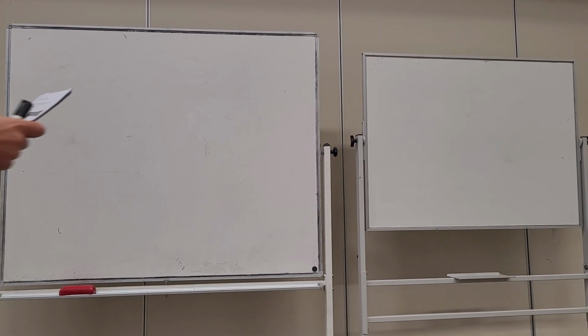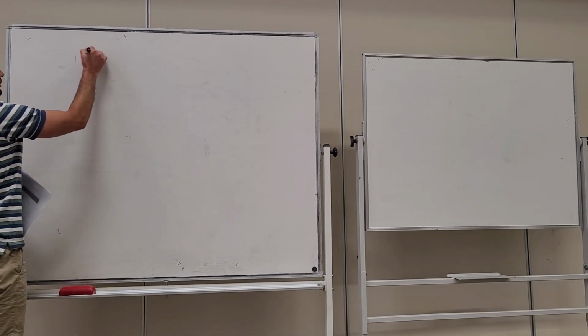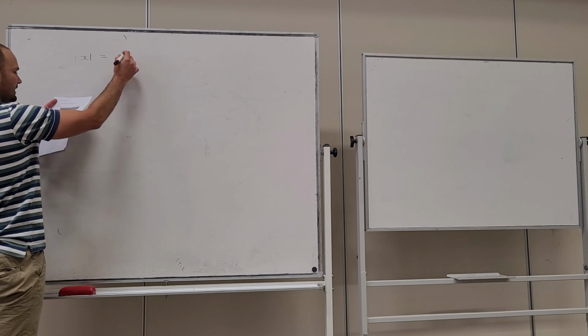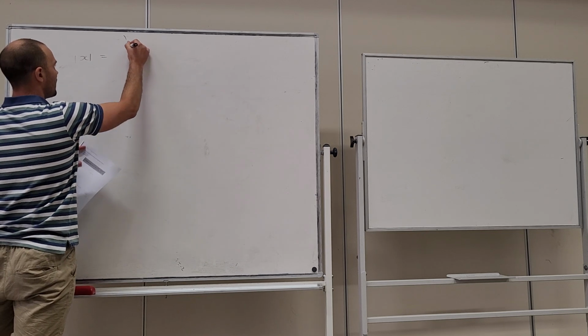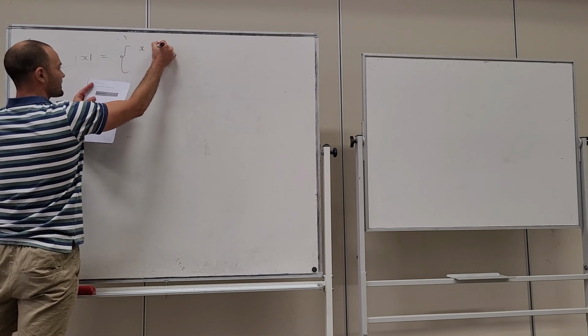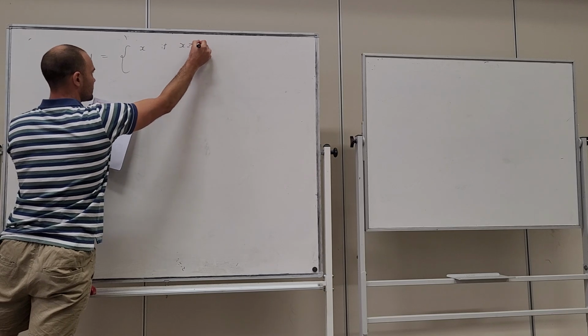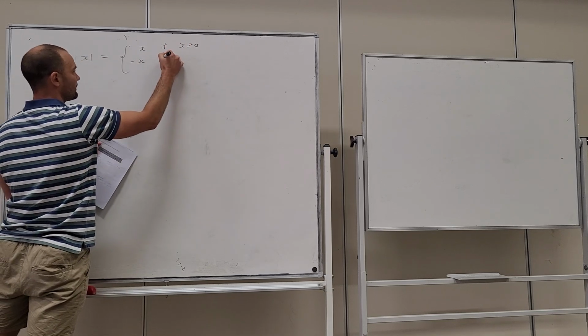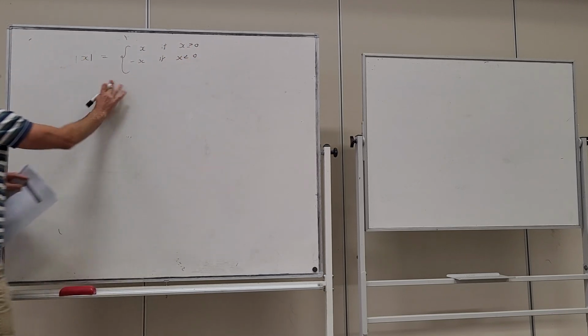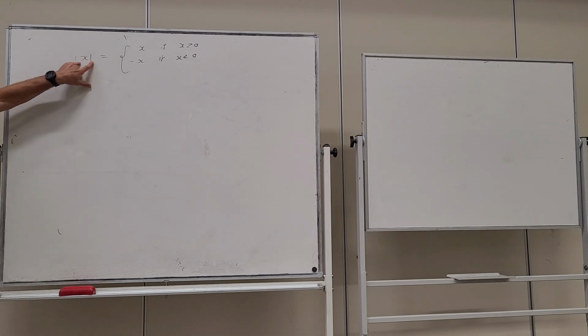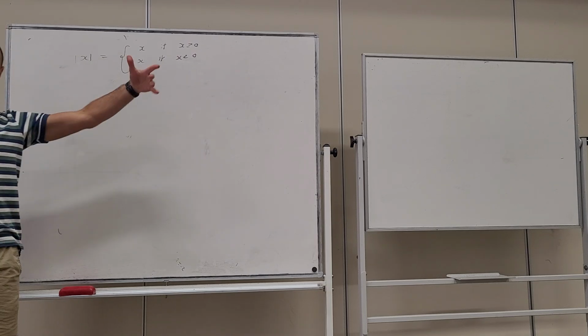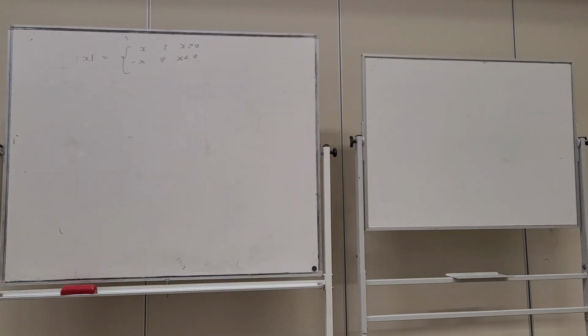Okay, so we have the definition of absolute value. The modulus of x is equal to x if x is greater than or equal to 0, and minus x if x is less than 0. So what that means is modulus here, or absolute value, just means make it positive. It's a magnitude, it's talking about length.